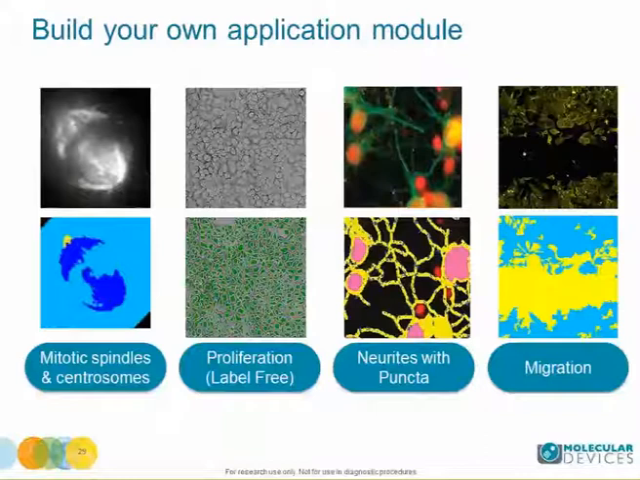So the custom modules allow you to build your own application modules to do things like mitotic spindle and centrosome detection, label-free proliferation, finding objects without stains. Not just doing something like neurite outgrowth, which is a canned module, but finding puncta on the edge of neurites, finding puncta and counting those objects, or migration assays.